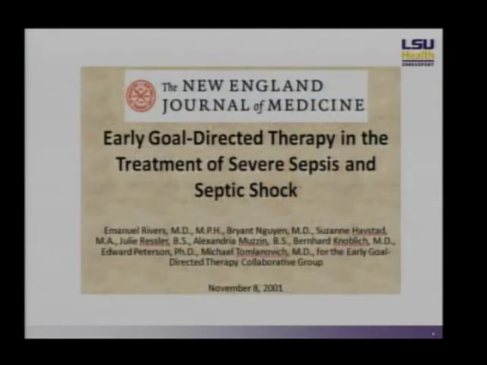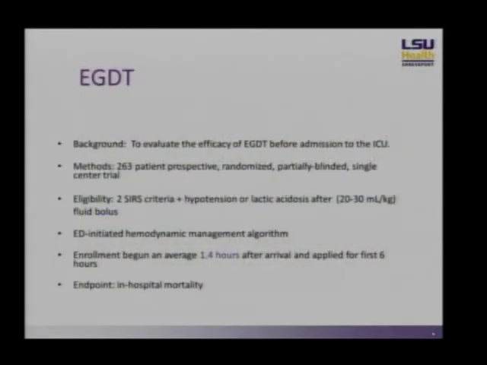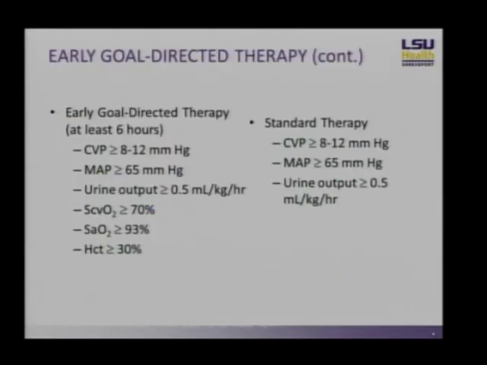So one of the first studies that came out was the early goal-directed therapy study by Manny Rivers, Bryant Wynn, and their group, trying to help tell us how to volume optimize our patients. And everybody's pretty familiar with the study. It came out in 2001. It basically was in a single center institution where they took patients that met criteria for severe sepsis, septic shock. They were put on a management algorithm, and the enrollment began about 1.4 hours from the time that they popped in to their ICU and their ERs, I should say.